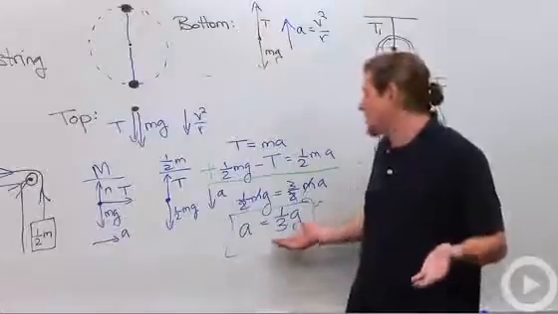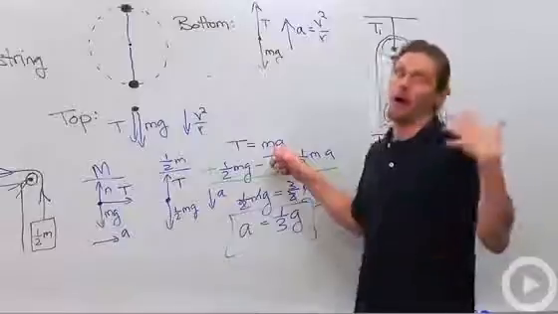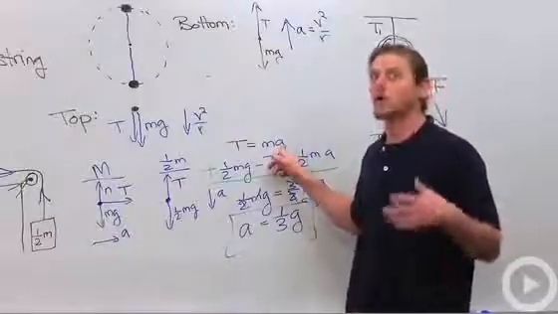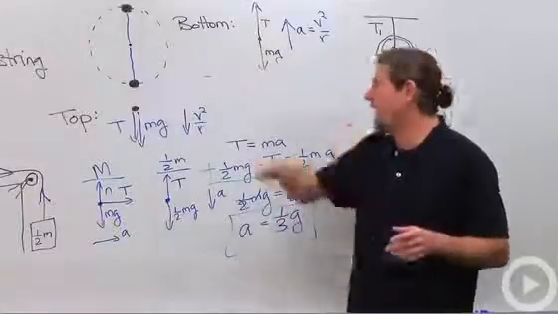Now, if we wanted to, we could determine the tension just by saying, well, geez, the tension is m times 1/3 the acceleration due to gravity. So the tension is going to be 1/3 mg, 1/3 of the weight of that mass.